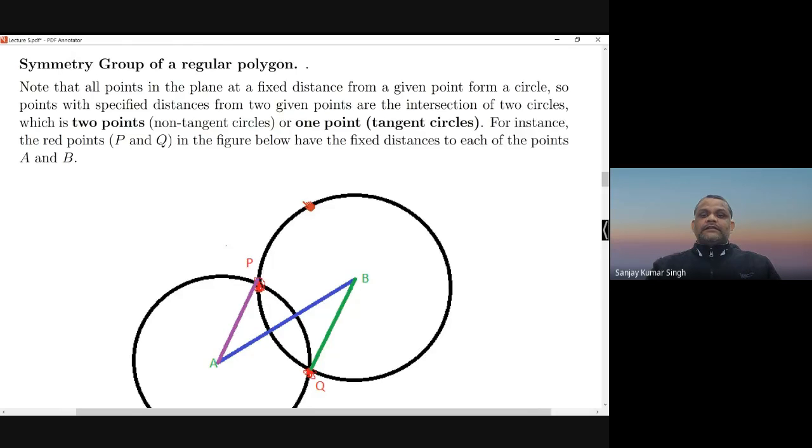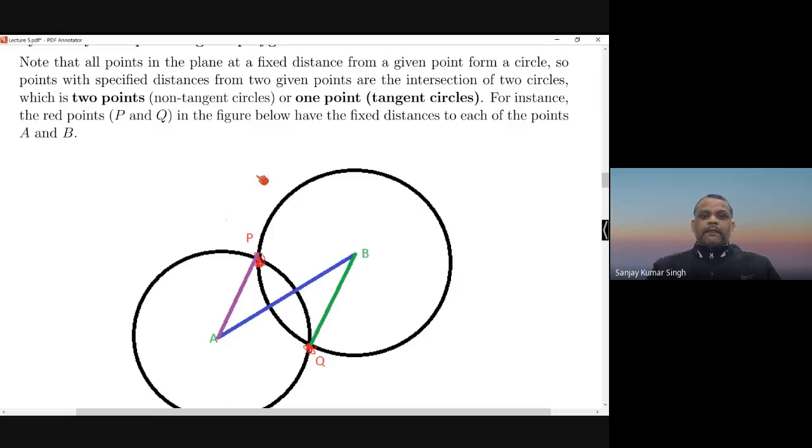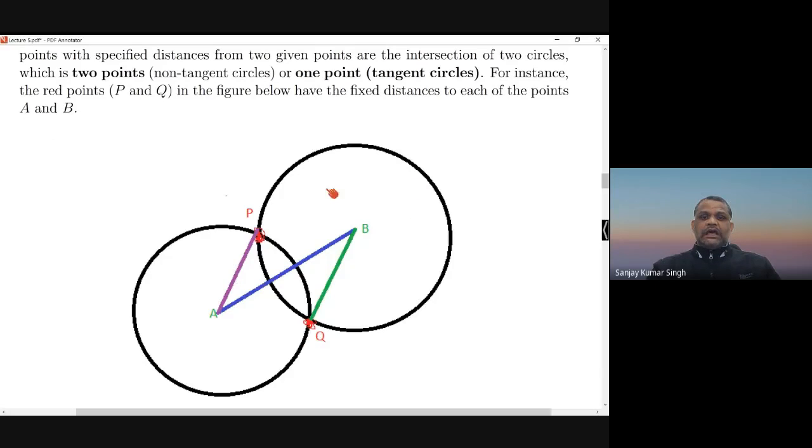So I assume that there is no question. Our aim is to calculate the symmetry group of a regular polygon. Before doing this, just a few observations. Suppose two points are given, A and B, and I want to find all points P which have a fixed distance from A and B. Of course, the points which have a fixed distance from a particular point A form a circle. And if you consider all points which have a fixed distance from two given points, then they are basically the intersection points of two circles.